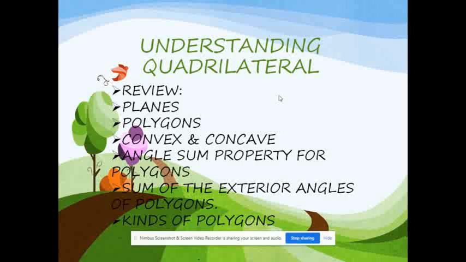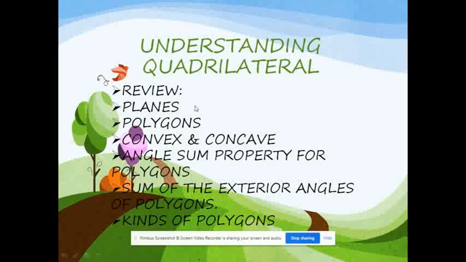This is our third chapter, and in the last class also we discussed the same chapter. In this class, we are going to review something about the chapter as well as study some more about the chapter: Understanding Quadrilaterals. Shall we?